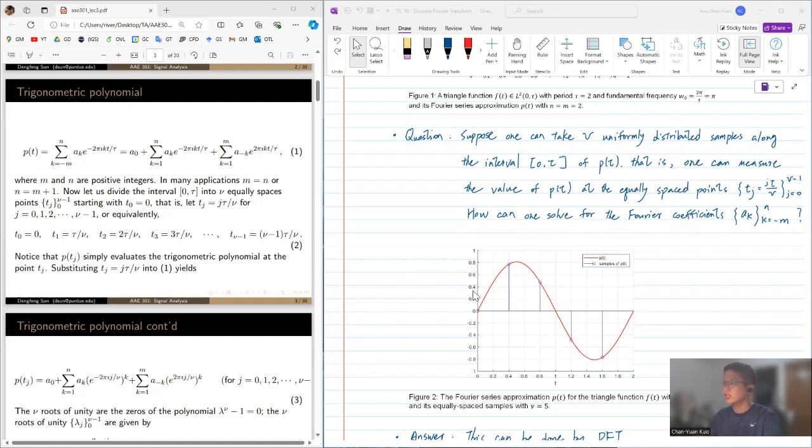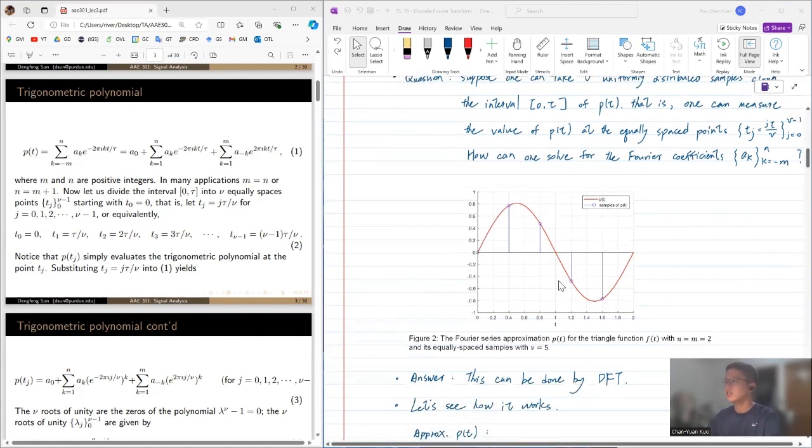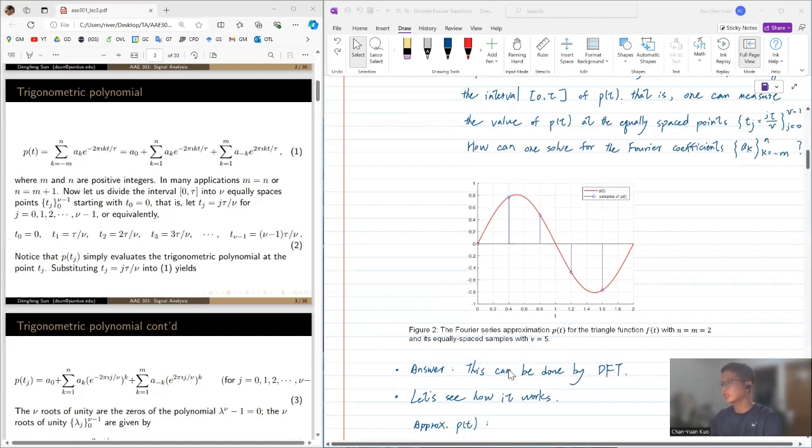So again, to help you better understand the question, let's look at the example that we have seen just now. The red line here again is the Fourier series approximation for the triangle function. And now we take 5 equally spaced samples of the function. So the first sample is right here, the second sample, the third sample, the fourth, and the fifth. And now, given these samples, we are asked to estimate the Fourier coefficients associated with this approximation function. And the answer to this question is that this can actually be done by DFT. And now let's see how it works.